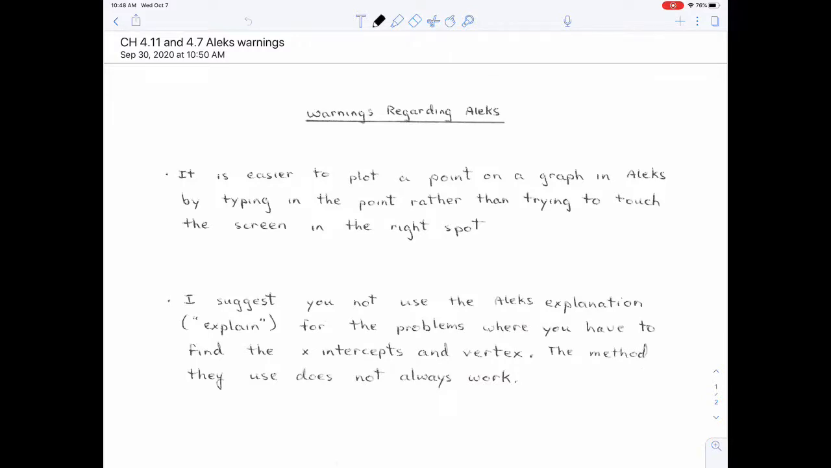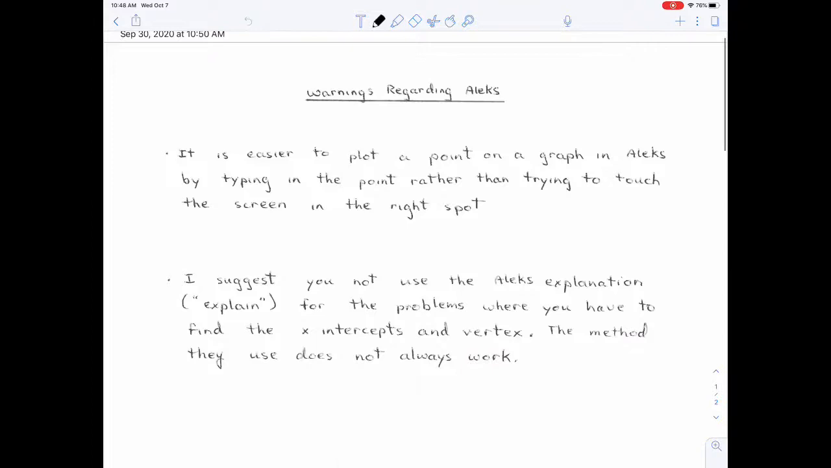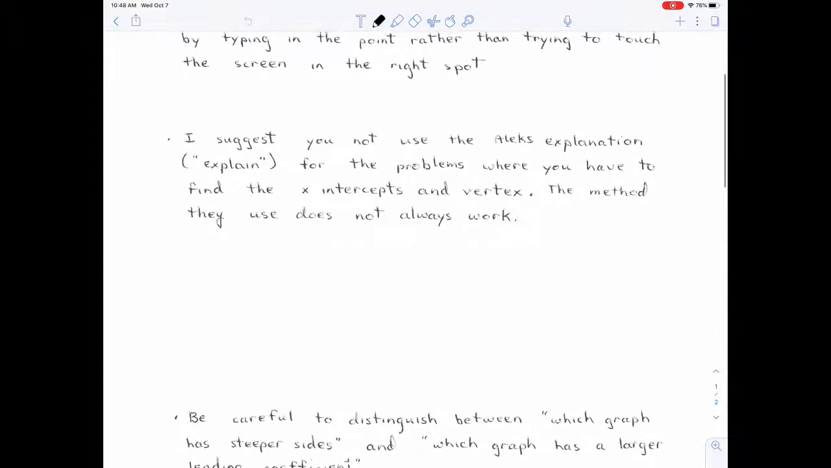I also suggest you not use the Aleks explain button for problems where you have to find the x-intercept and the vertex. The method they use does not always work. I'll try and explain real quickly why. What they do a lot of times is they find the x-intercept here and the x-intercept here, and they say the vertex is in the middle. Let's say your x-intercepts are 1 and 5. Then the x-coordinate of the vertex is at 3.